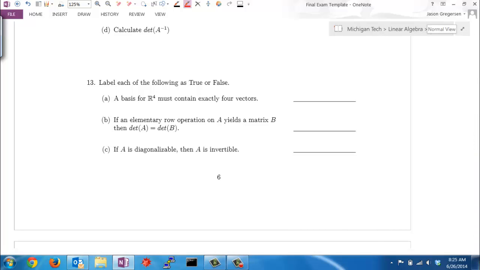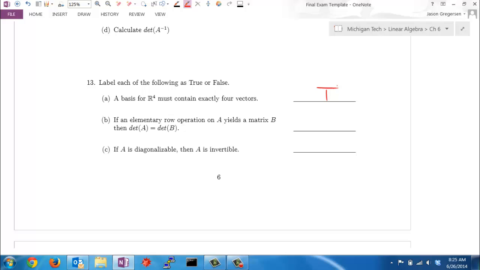A basis for R4 must contain exactly 4 vectors. True or false? True. All right, so we need 4 vectors here. If it has more than 4, if it has 5, then they can't be linearly independent. There must be some repetition there. If there are fewer than 4, then it can't be onto. It can't span all of those.